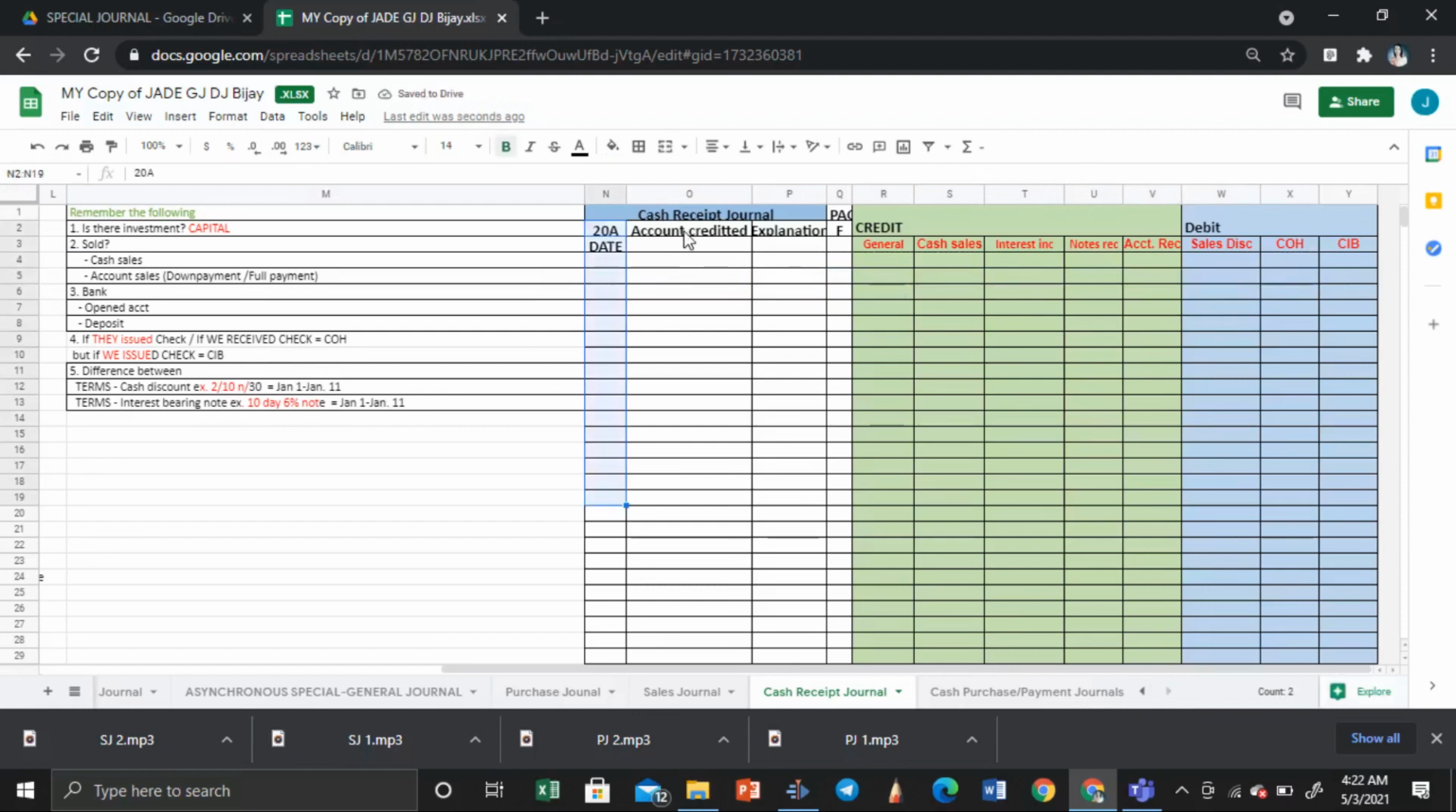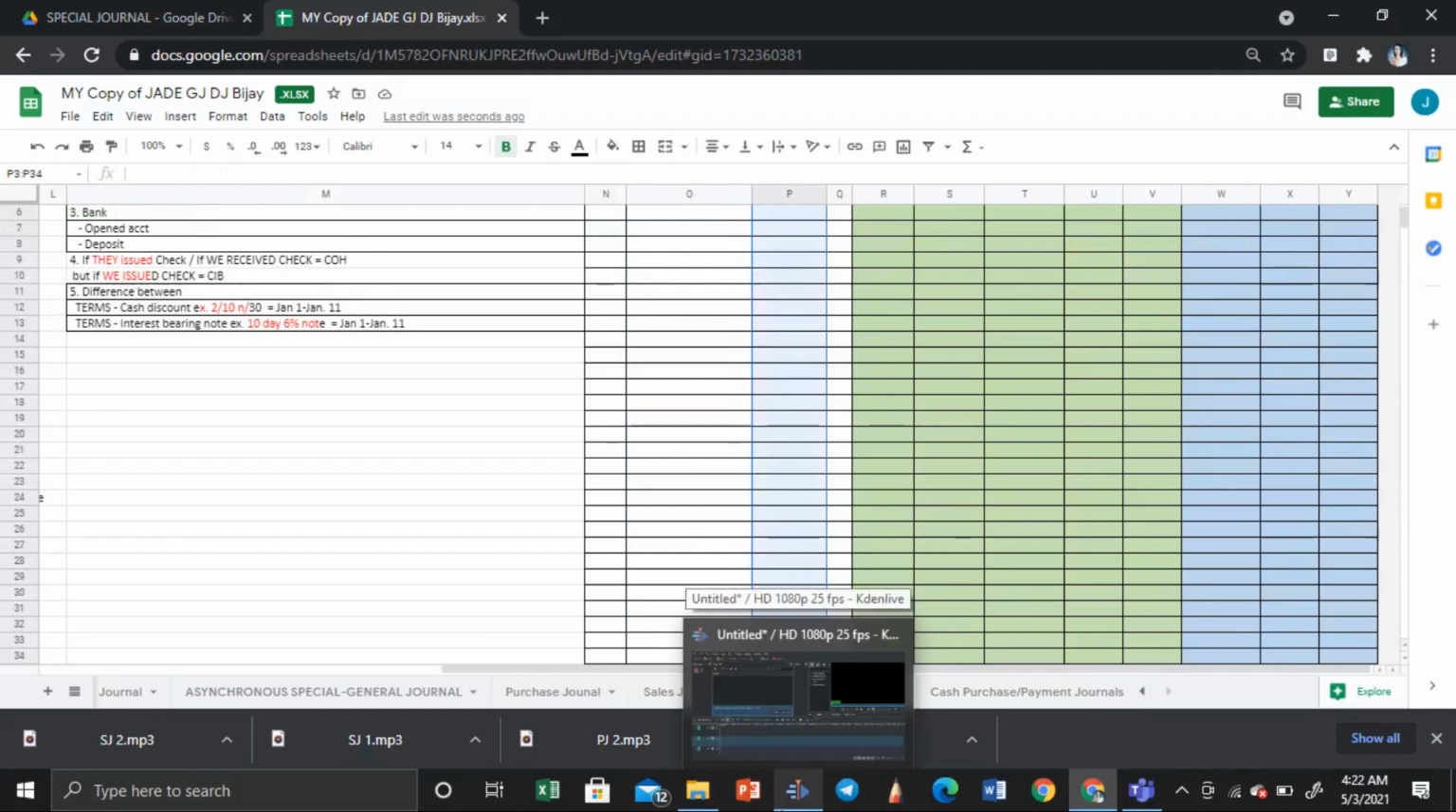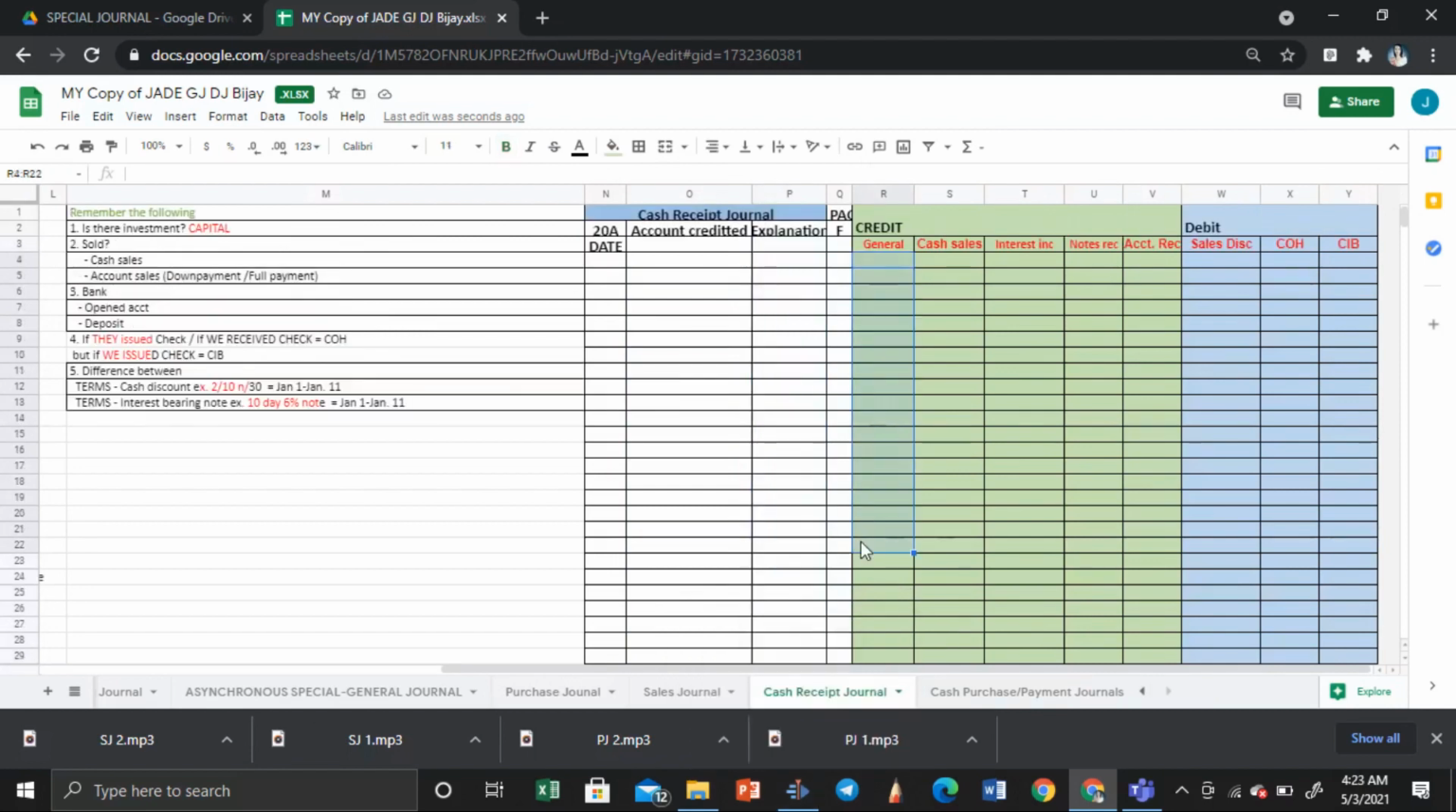So, we have here, first column, date. The second column is the account credited, or kung ano yung account title na i-credit mo for a certain transaction. For the explanation, maglalaro lang yan. It's either an invoice number, the word deposit, or full payment. For the general column, kadalasan din ang inilalagay lang dito ay for the capital amount. Cash sales, lahat ng transaction regarding sa cash sales, interest income.